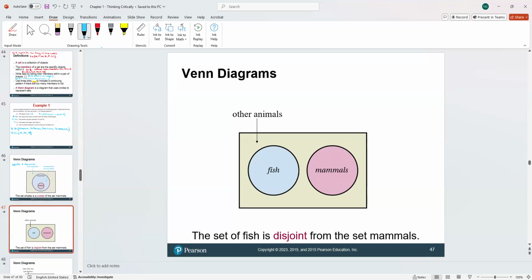That's very important. Now, because they are animals but not mammals, we call these two sets disjoint sets. Disjoint means they don't have something in common, all right? Even though we use circles to represent the sets.